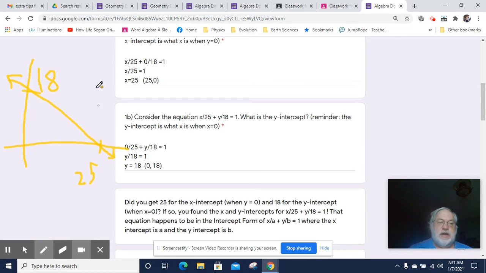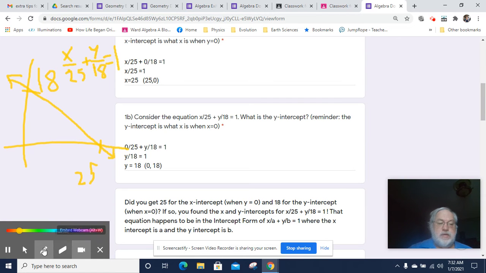Every single point on that line satisfies this basic equation, x over 25 plus y over 18. Okay, the relationship will always be that they add up to 1. If x is over the x-intercept and y is over the y-intercept, that'll always add up to 1.